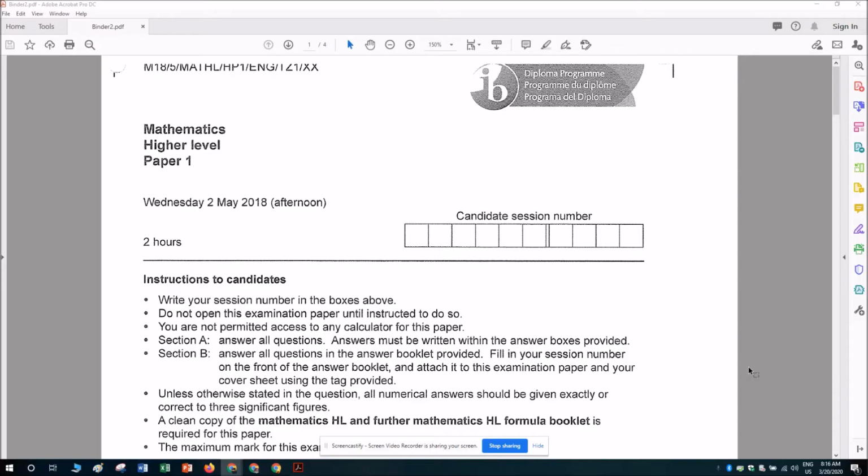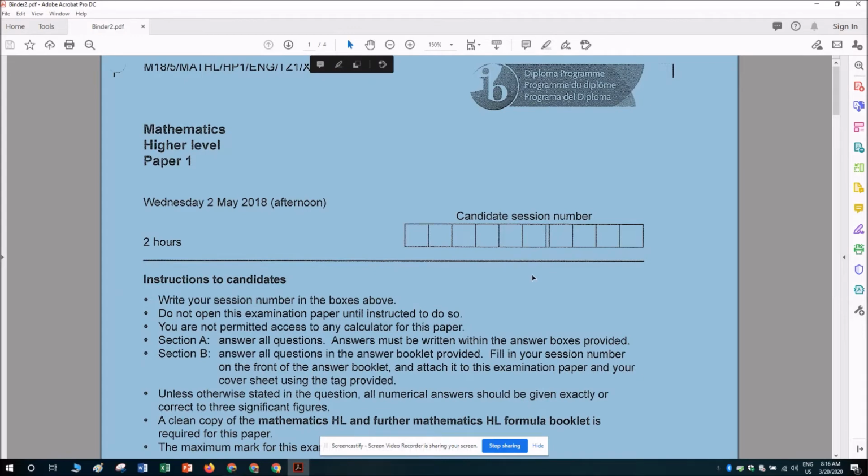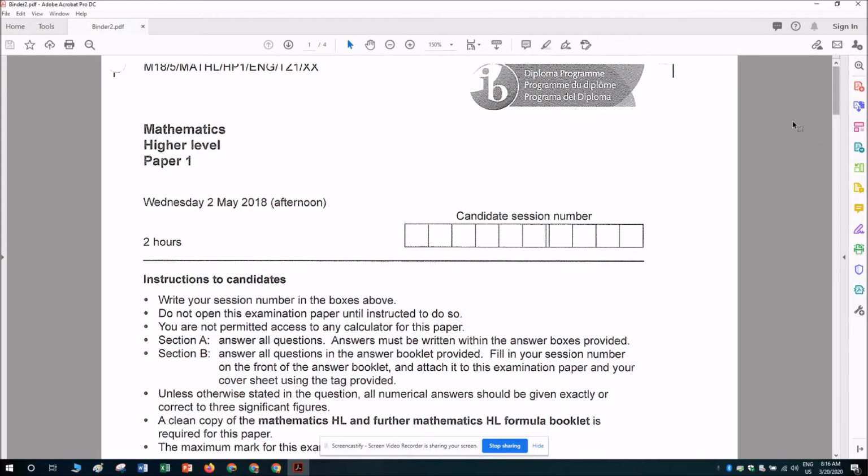Hi, I wanted to share with you two IB problems specifically this morning. The first one is coming from paper number one. This is the no calculator part of the test, from the 2018 test. I want to show you a question on this and talk about the way that it's worded. Then we're also going to look at a question from last year's test that was on paper number two.